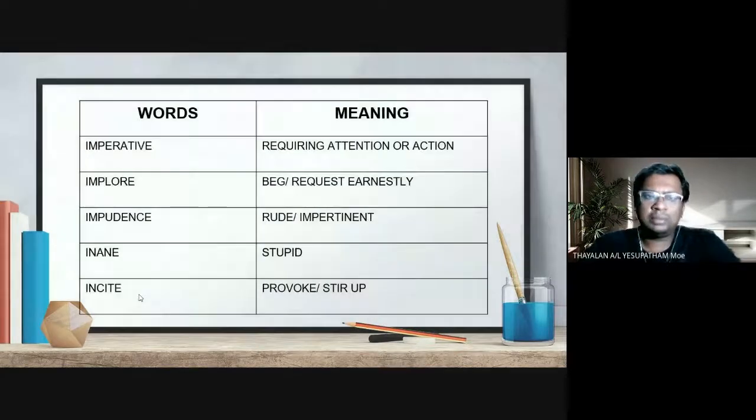Now today, the vocabulary for today, we have 5 new words. All are from the alphabet I. Imperative, requiring attention or action. Implore, to beg or to request earnestly. Impudence, rude or impertinent. Inane, stupid. Incite, to provoke or to stir up, to conjure. So these are the 5 new words for you for today.